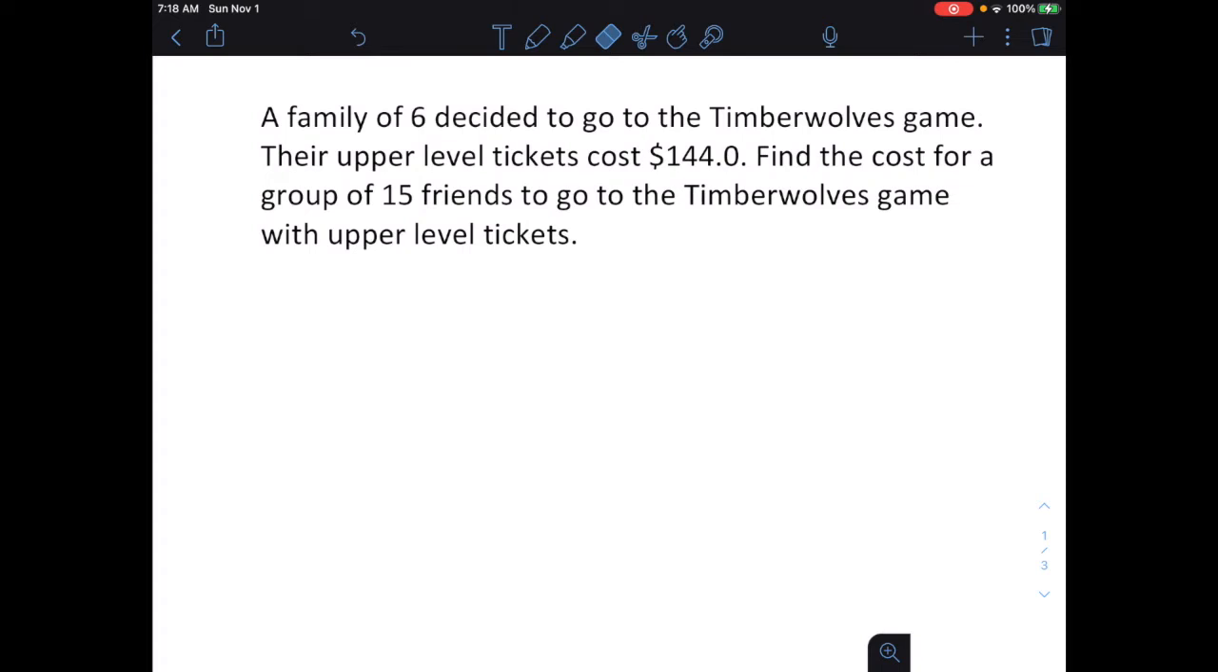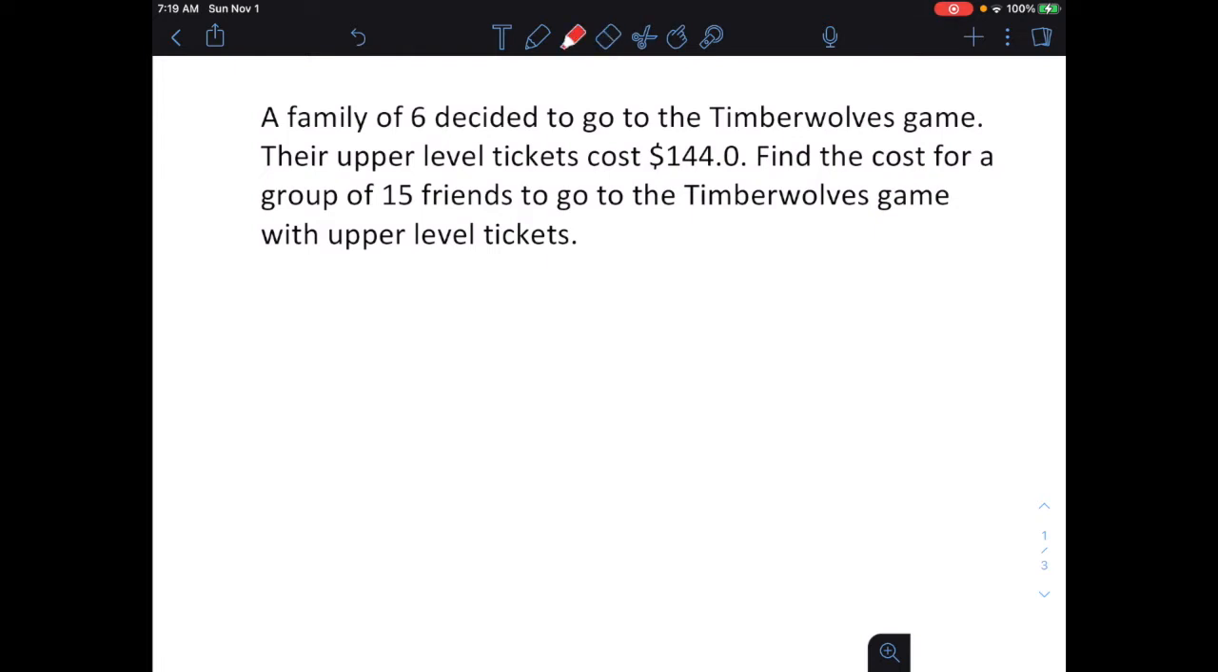Okay, so in this first problem, it says a family of 6 decided to go to the Timberwolves game. Their upper level tickets cost $144. Find the cost for a group of 15 friends to go to the Timberwolves game with upper level tickets. Okay, so the first thing we need to do is just identify what's being compared.